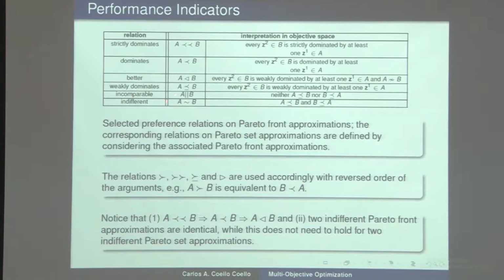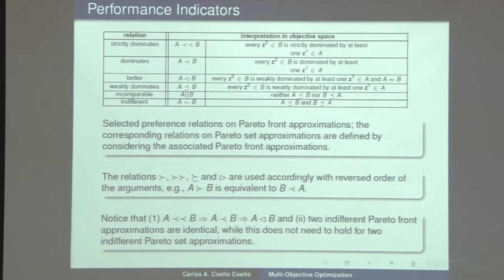We use now better with the triangle. A is better than B if every set 2 in B is weakly dominated by at least one set 1 in A, and A is different from B. Weakly dominates: every set 2 in B is weakly dominated by at least one set 1 in A. Incomparable, again we use the double bar: neither A weakly dominates B nor B weakly dominates A. This is exactly the same definition we saw before. And indifferent, we use this tilde, is A weakly dominates B and B weakly dominates A.